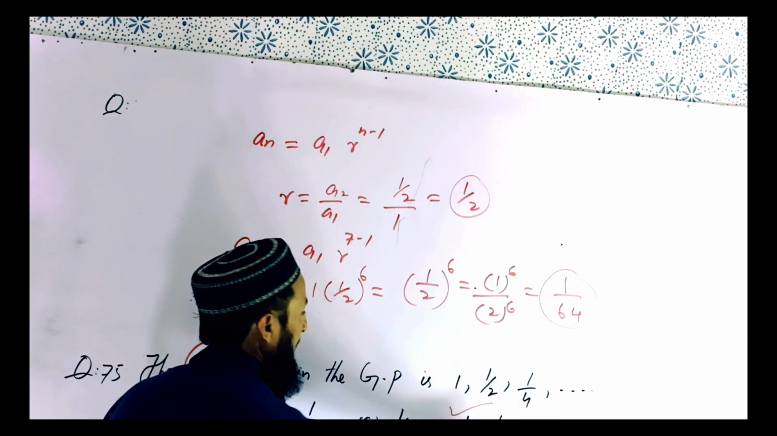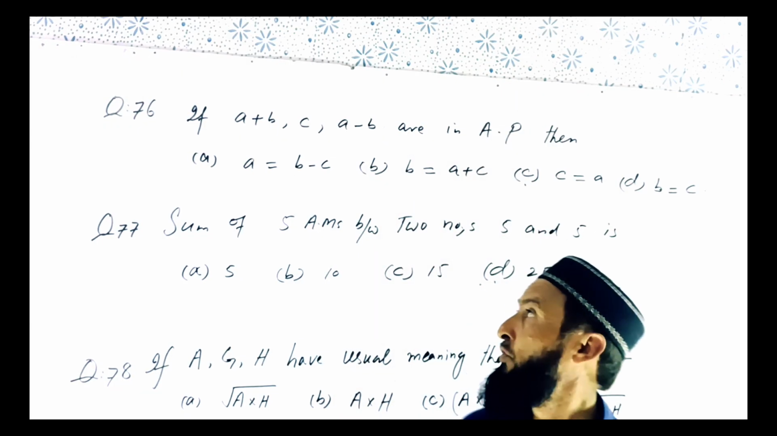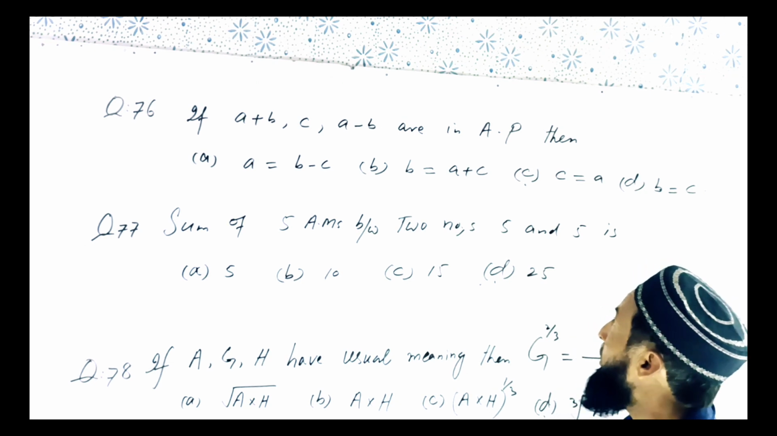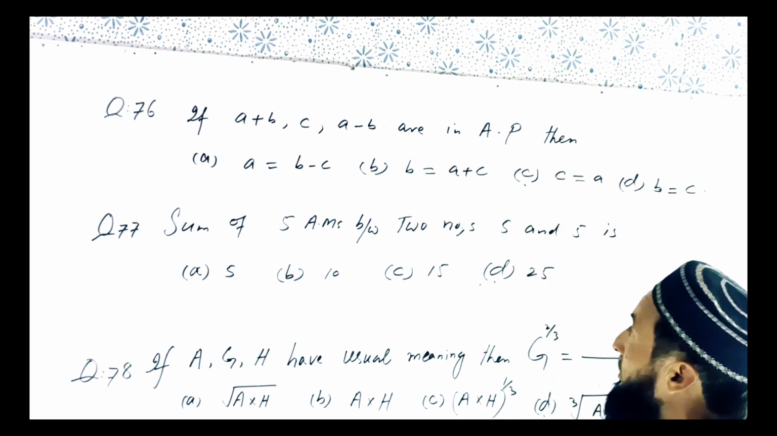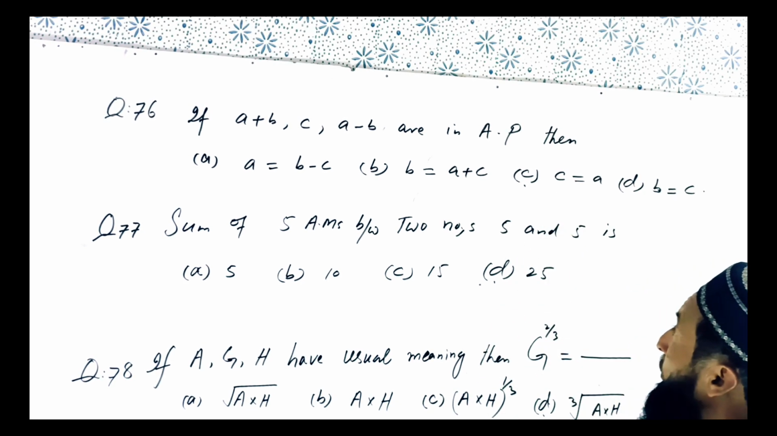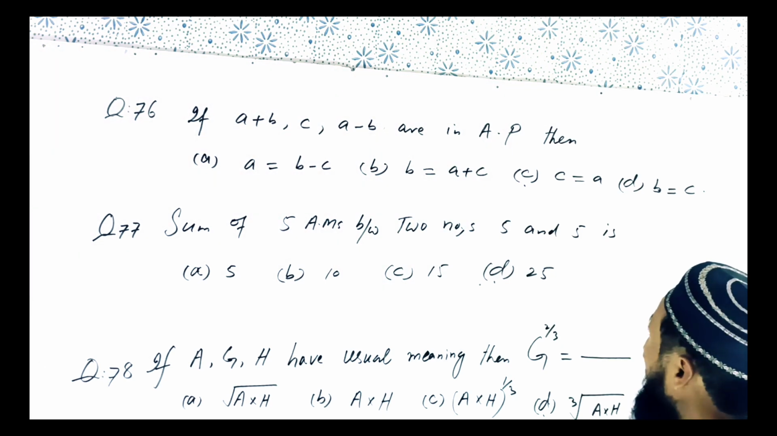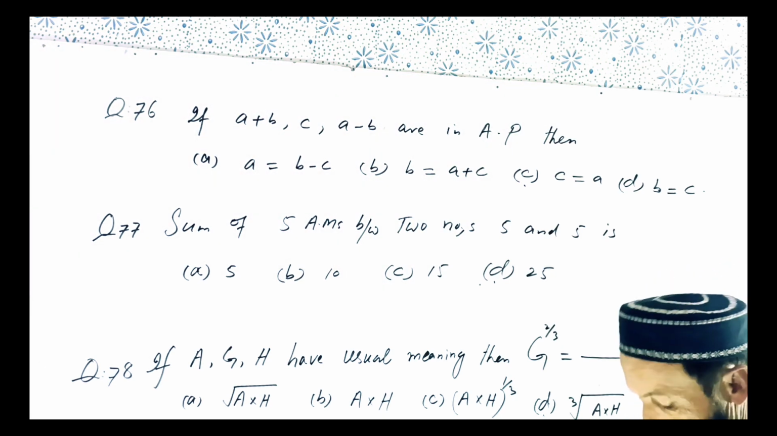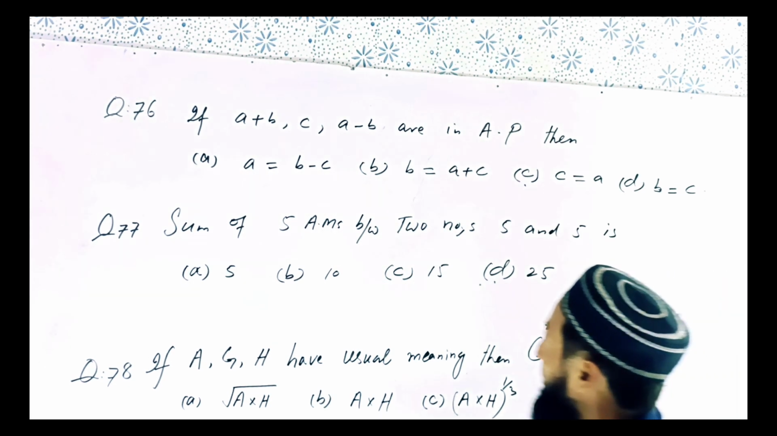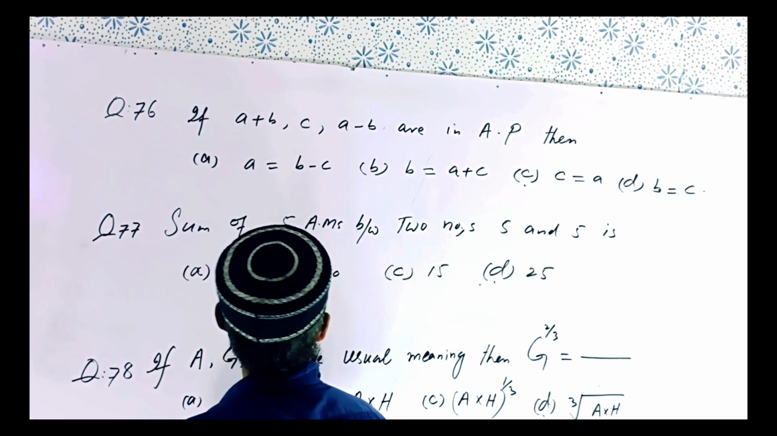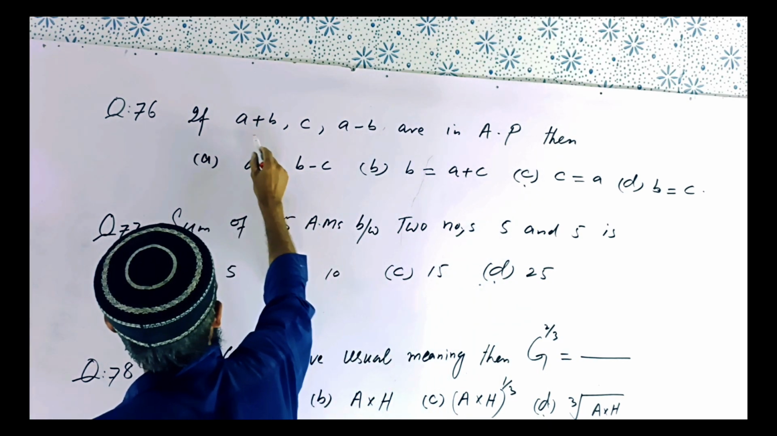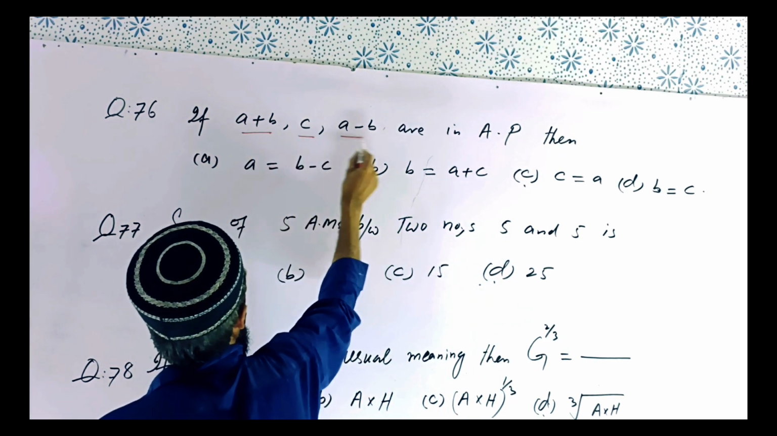64D is the correct option. A plus B, C and A minus B are in arithmetic progression. Then what is the value? First of all, we know that an arithmetic sequence has three values given: a plus b, c and a minus b.